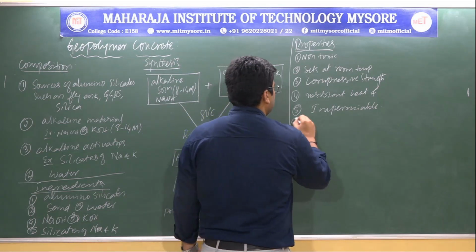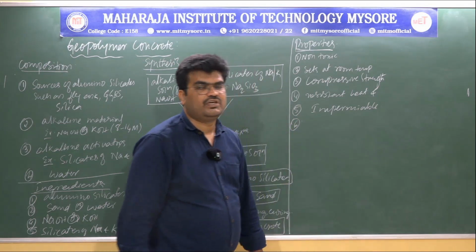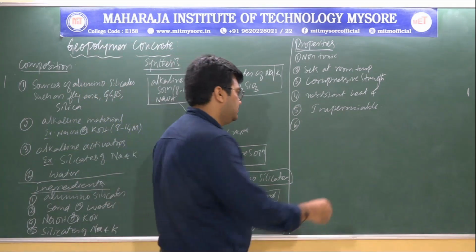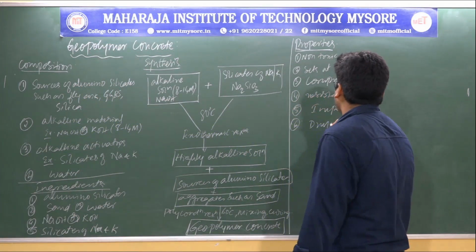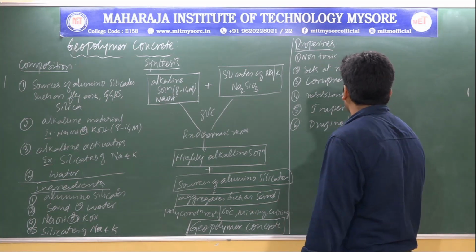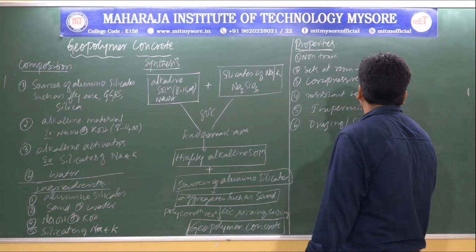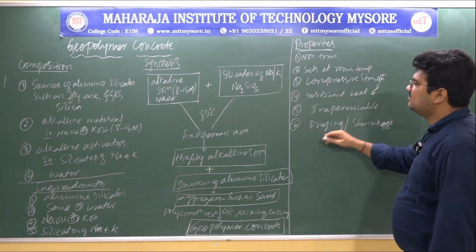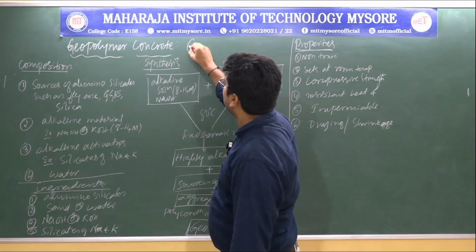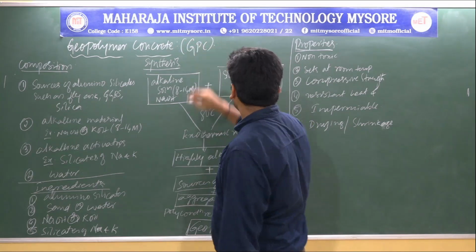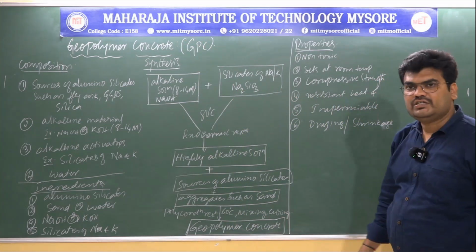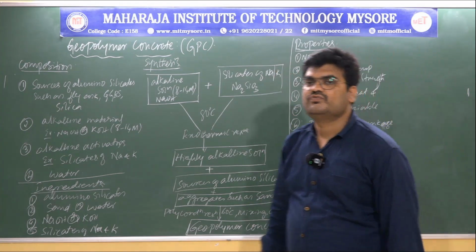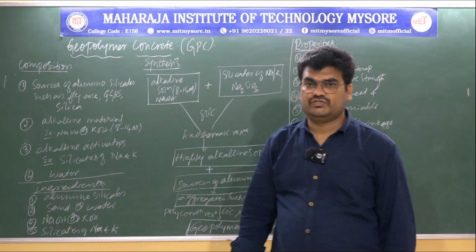Coming to the last one, shrinkage. Shrinkage or drying of GPC is much less. GPC means geopolymer concrete. You can call it in short like this so that you can easily remember. All these properties make geopolymer concrete usable for a wide variety of applications.